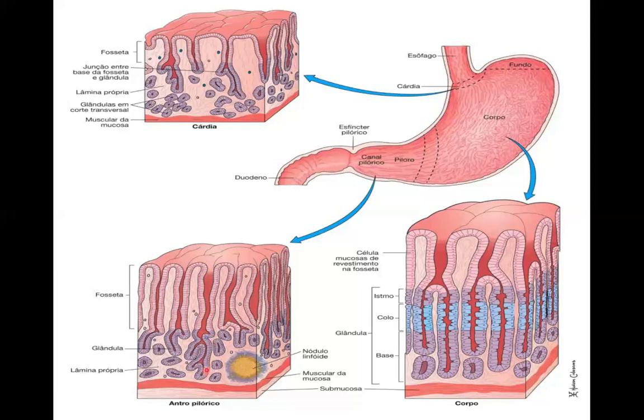The gastric gland, if I ask histologically where it is present in the digestive tract, it is present in the lamina propria. So it is present in the mucosal layer, because we said the mucosa consists of lining epithelium, lamina propria and muscularis mucosa.